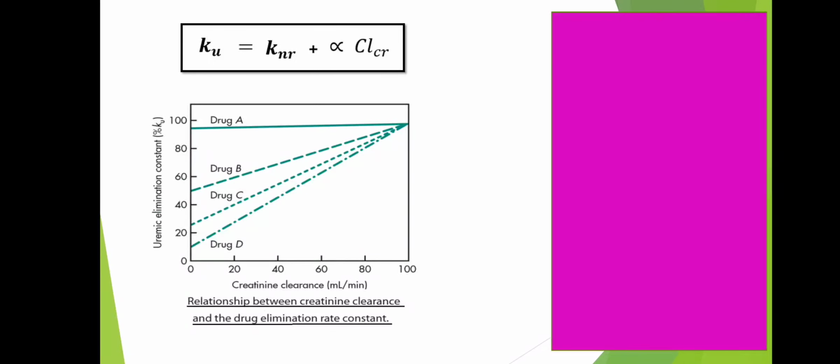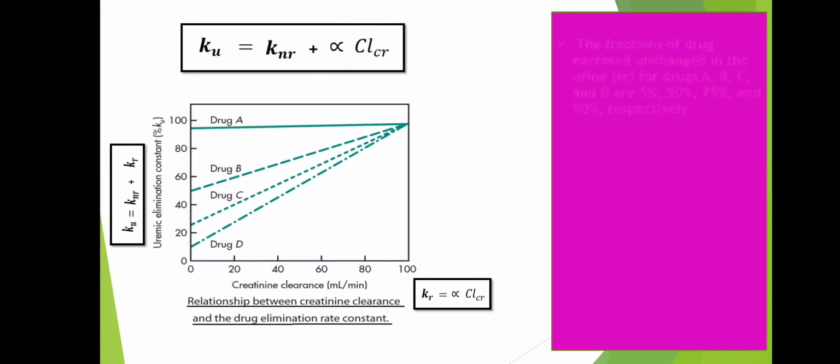In this nomogram, you can see on the x-axis is the creatinine clearance in ml per minute. That reflects the renal clearance, Kr equals alpha into creatinine clearance. And on the y-axis, you can see the uremic elimination rate constant in percentage, Ku, which is a sum of the non-renal and renal elimination rate constants. Next, apart from this, you can see drug A, drug B, drug C and drug D, four different drugs, each with a different renal excretion rate constant.